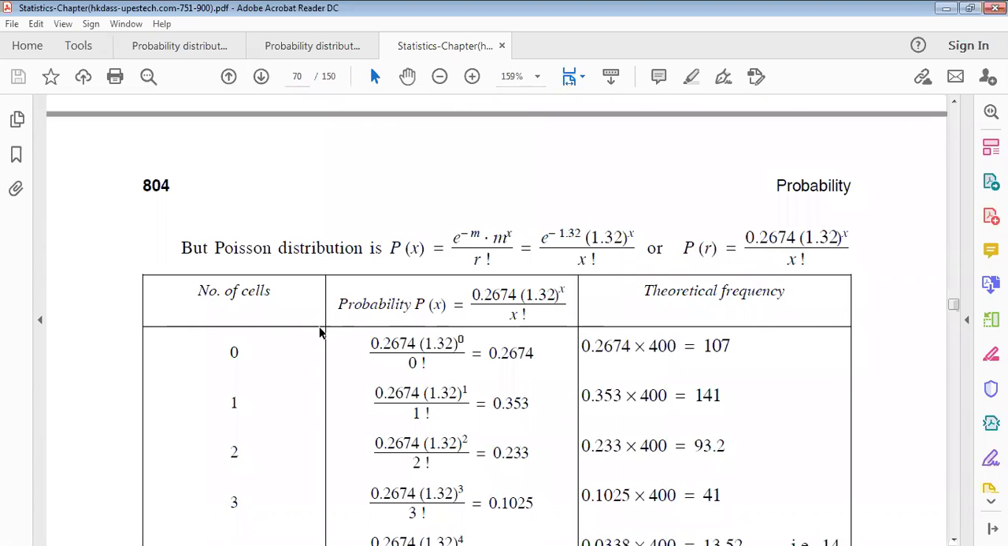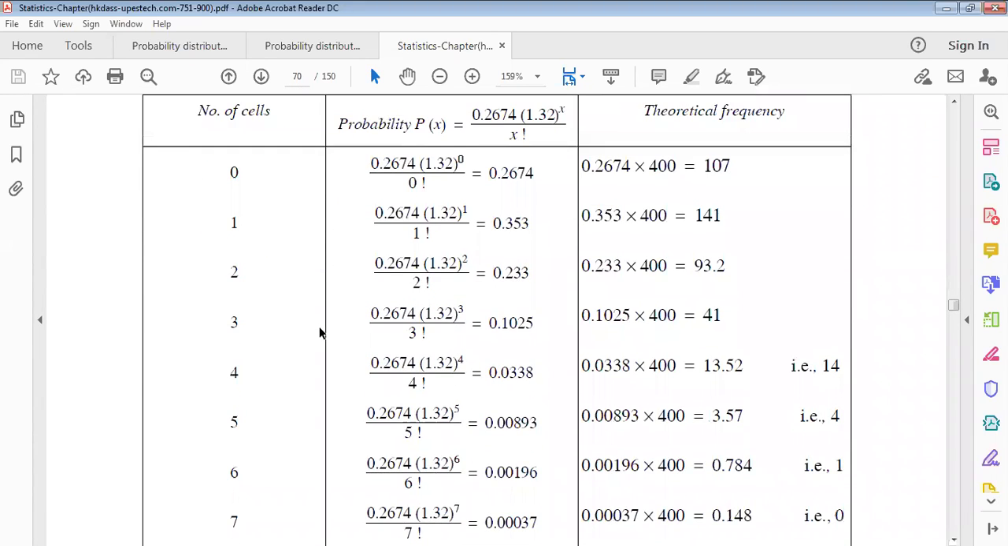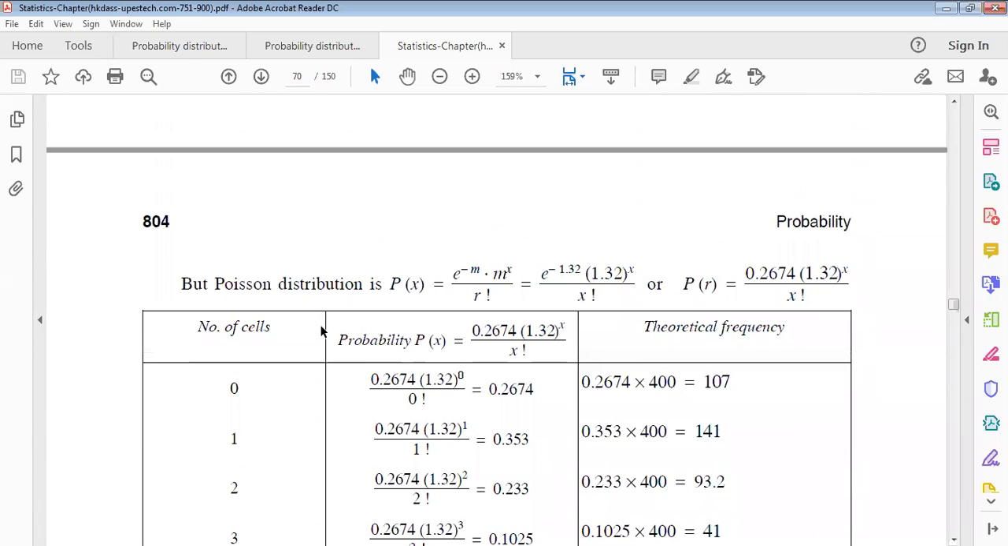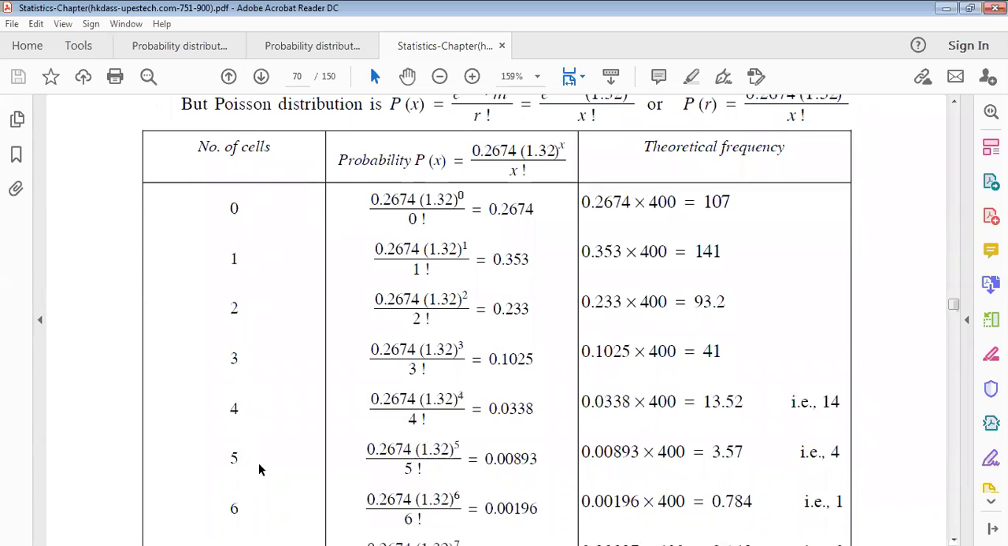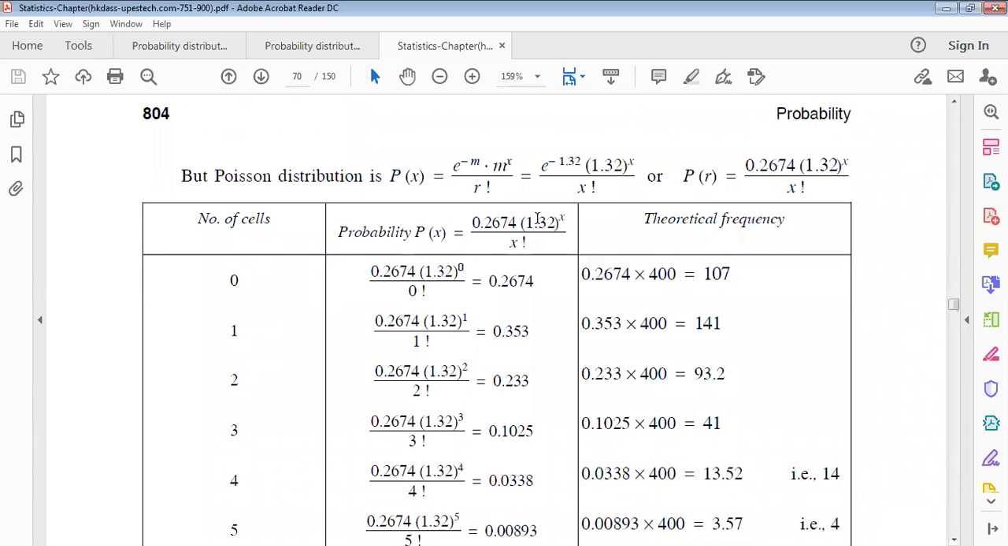Now we can tabulate this information, like the above example. The first column will be the number of cells, and the second column will give the probability density function for the Poisson distribution. Then the theoretical frequency is calculated for x equals 0. Something to the power 0 means 1, and 0 factorial means 1. This is why the result is 0.2674. Then multiplying by the total frequency 400, we get 107.